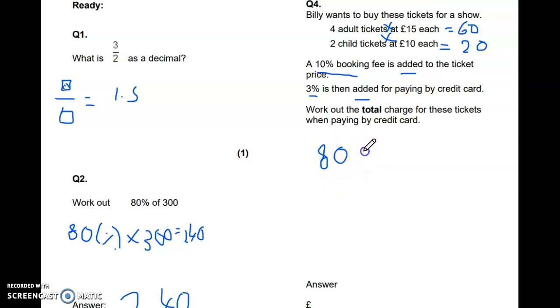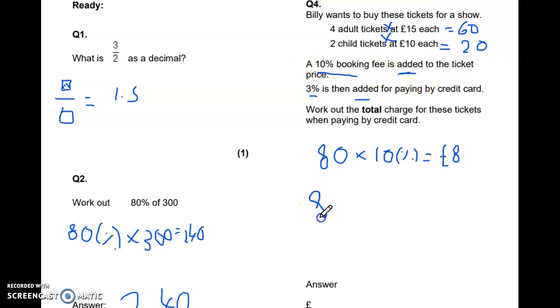Right, so what I need to do is work out 10% of that. So if I times it by 10%, again, use that button on your calculator. So 80 times 10% gives us £8. Alright, so you might have been able to work that out without a calculator, but even so. So the new cost then, because it's added, is going to be £88.